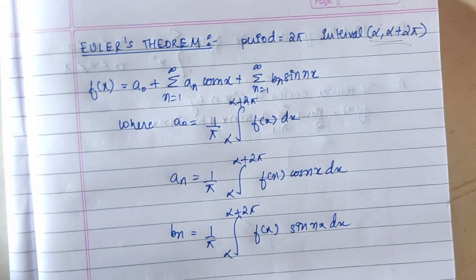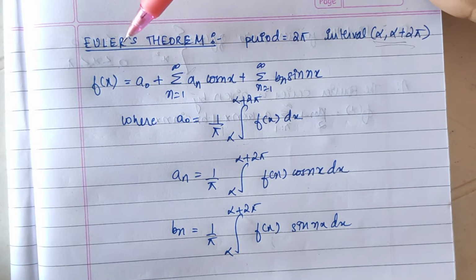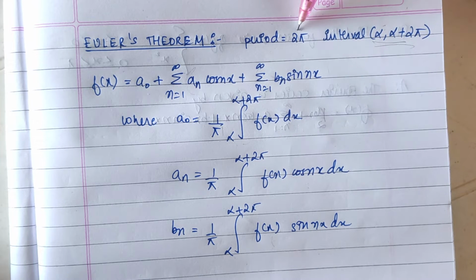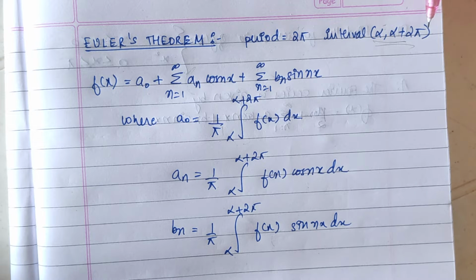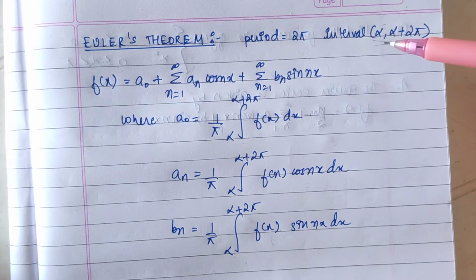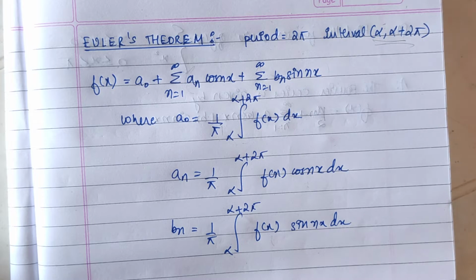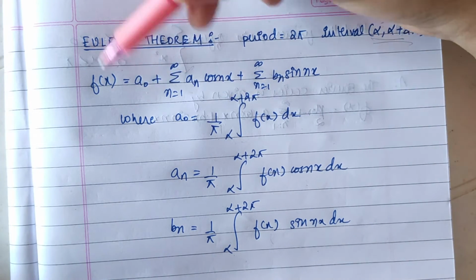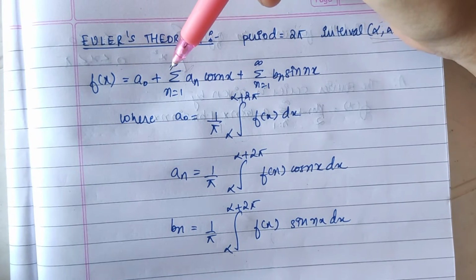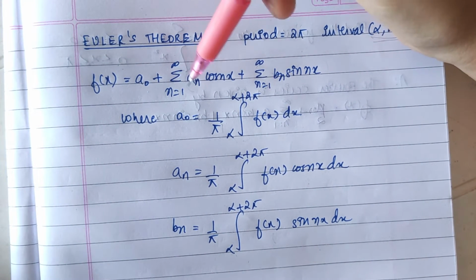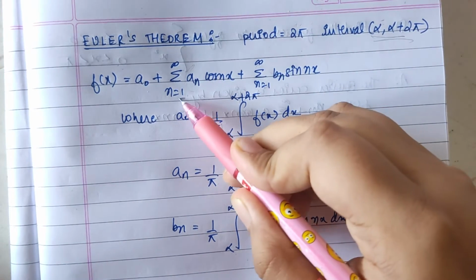And then we have Euler's theorem. Let f of x be a periodic function with period 2 pi, which is defined in the interval alpha to alpha plus 2 pi, where alpha is nothing but an arbitrary constant. And how do we define the Fourier series for Euler's theorem? f of x is the same thing as before, equal to a naught plus summation of n is equal to 1. This is the only difference.